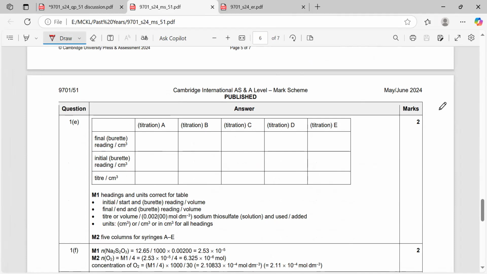So M1, heading and units correct for the table. Initial reading, final reading, title of volume of sodium thiosulfate used. Then what kind of volume are you using? Because there are so many solutions being used in this experiment, you've got to address sodium thiosulfate, used or added. Unit must be there. Now, mark 2, 5 columns for syringes A to E. Okay.